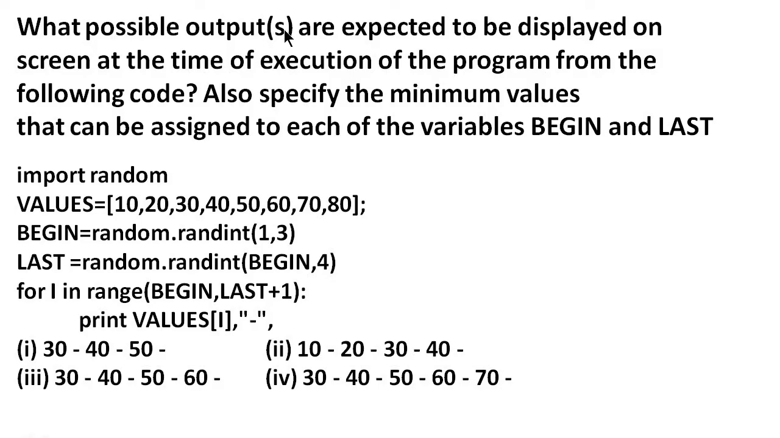What possible outputs are expected to be displayed on screen at the time of execution of the program from the following code? Also specify the minimum values that can be assigned to each of the variables begin and last. Here is your program code and here are the options. From these options, you have to find out the possible outputs. Pause the video and try to answer.